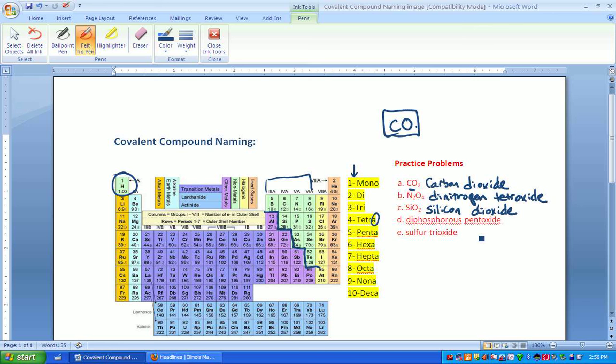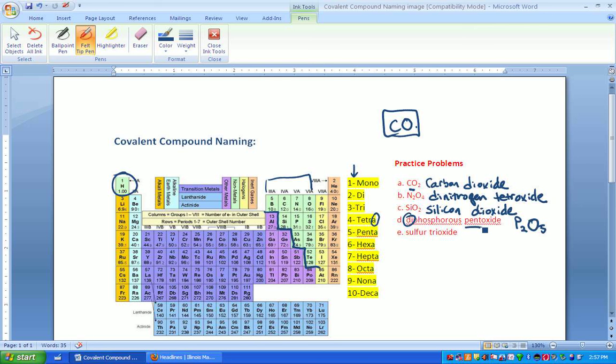dioxide. Let's do a couple problems going backwards from the name to the formula this time. Phosphorus, P, that's the symbol for phosphorus. How many are there? Di, that means 2. Oxygen, and there's 5 of it.